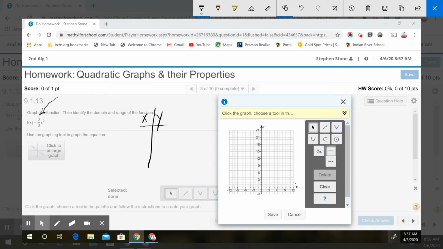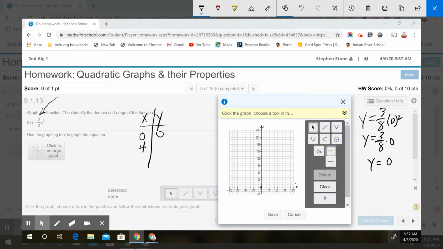So I'm going to start with some numbers here for x that I know are going to work because they're divisible by 8. So if I put 0 in first in this problem, I get 3/8, 0 squared. Now, 0 squared is 0, and 3/8 times 0 is 0. So one of my points is 0, 0 is right there. It's on the graph. Now I'm going to use 4 here.